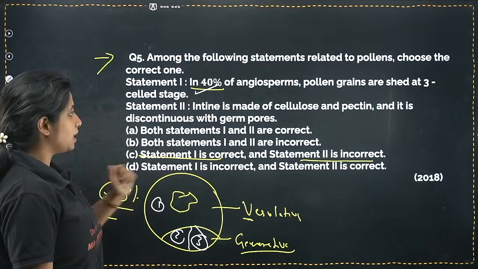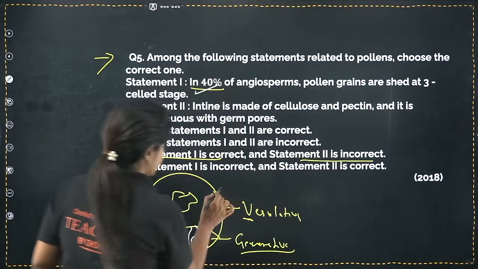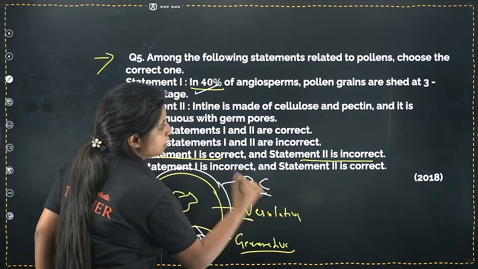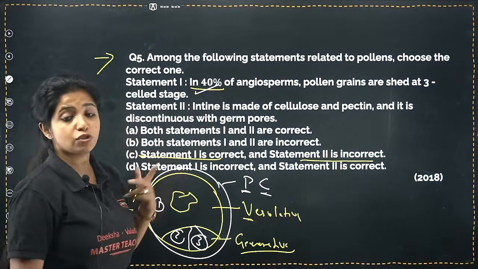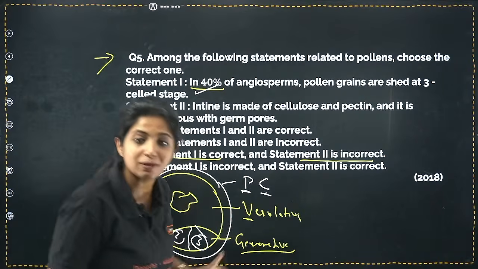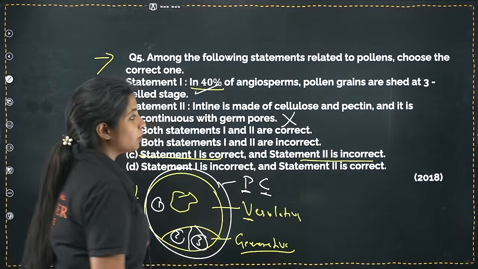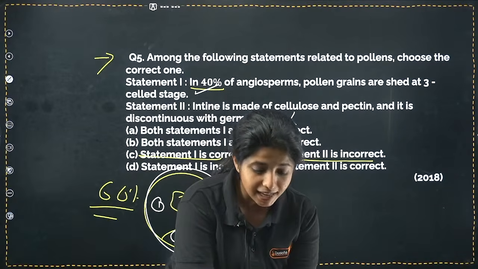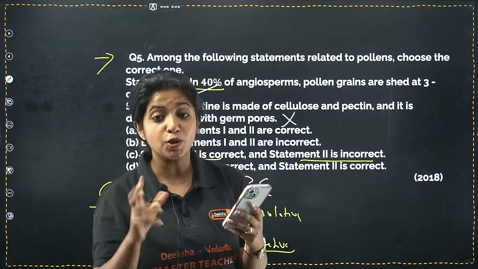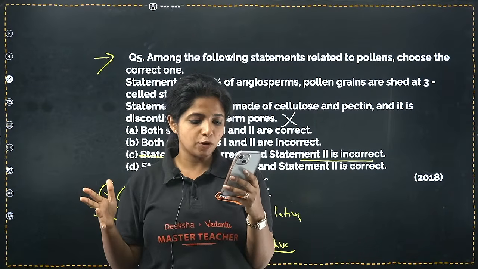Correct. Second statement: Intine is made up of cellulose and pectin. Correct. There's a layer over here, intine. It is made up of pectin and cellulose. And it is discontinuous with germ pores. Do you think it is discontinuous? No, Baba. It is very much continuous. It is forming a continuous layer out there, right? It is a continuous layer. It is not discontinuous. So this particular statement is going to be wrong. When I say it is discontinuous and it has germ pores, what is the layer that I'm talking about? Any idea?